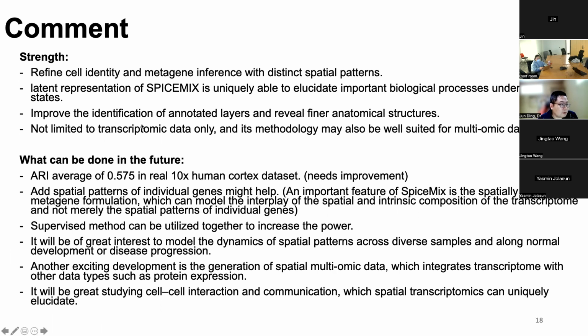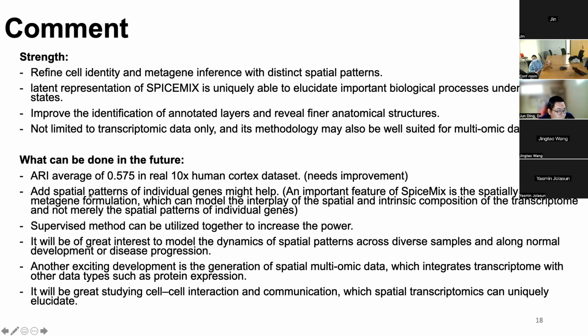So I just made some comments. This is basically repeating the same thing, your strengths, right? But I'm more interested in your thinking about how we can make it better. So this is some of my thoughts from the paper. ARI averages 57.5% in the real 10x data set. So it definitely needs improvement for sure.